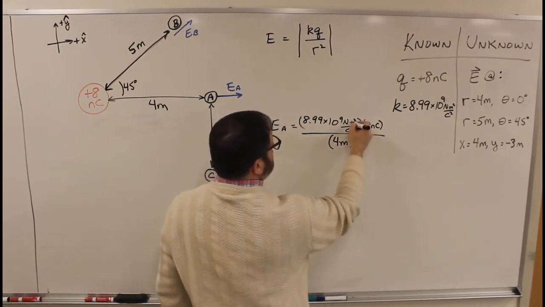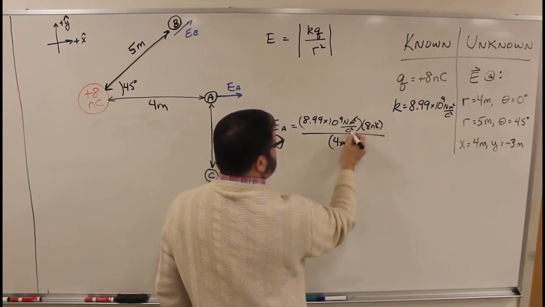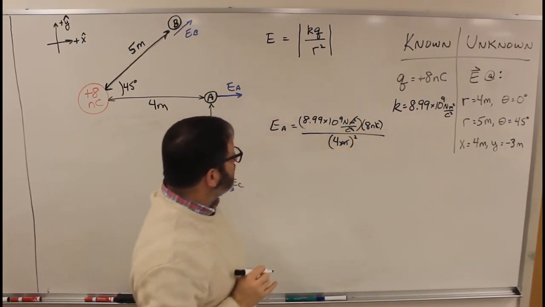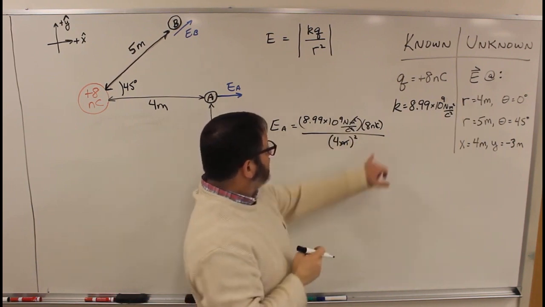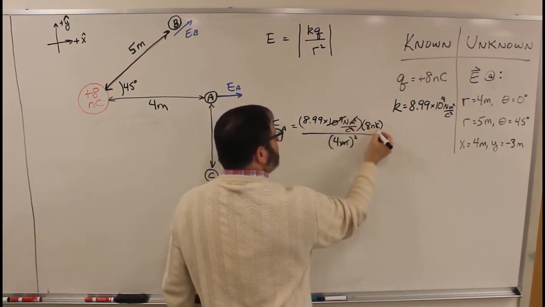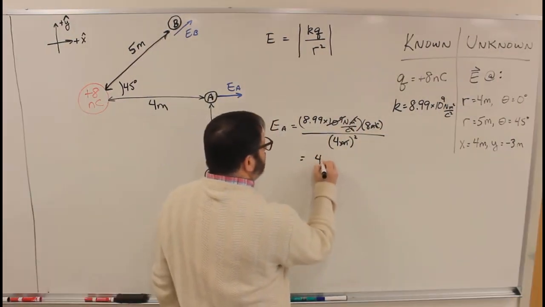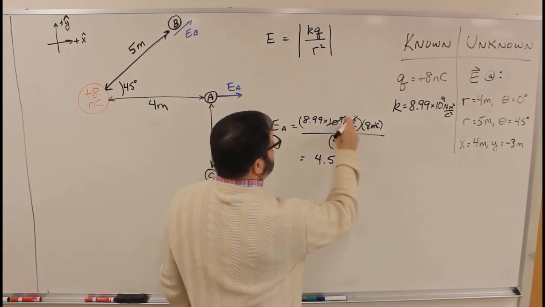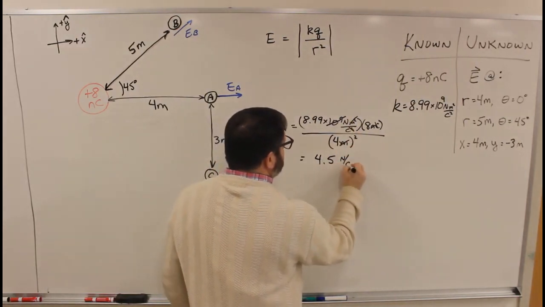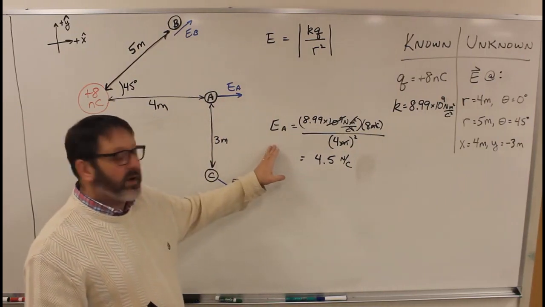Check our units. Meters squared on the top, meters squared on the bottom. This coulomb cancels one of those coulombs. 10 to the 9th, this is nano, that's 10 to the -9. So that 10 to the 9th cancels out this nano. This is 4.5 newtons per coulomb. So that's the magnitude. So now for the direction.